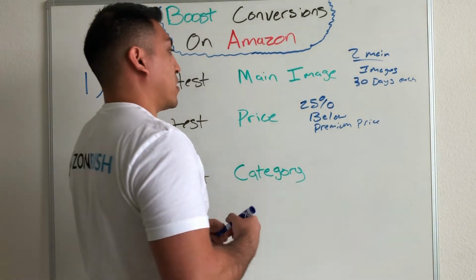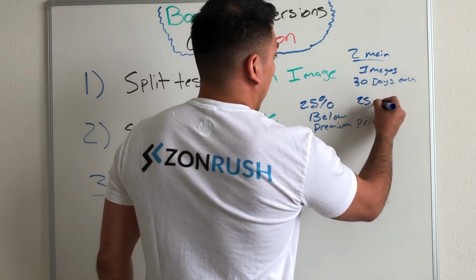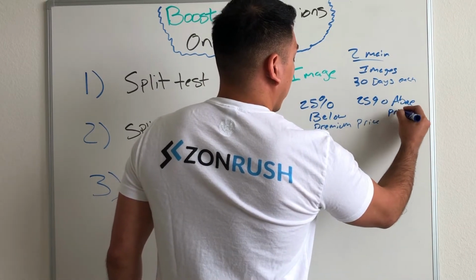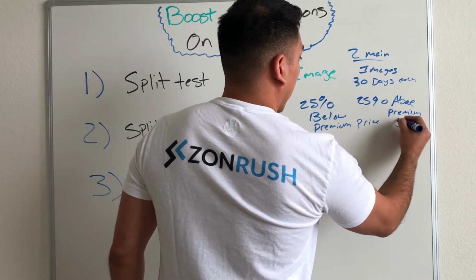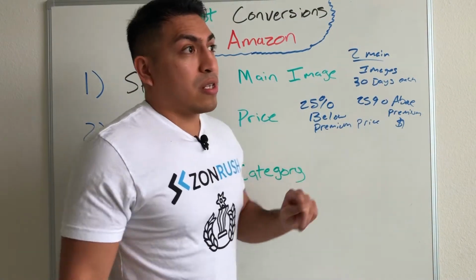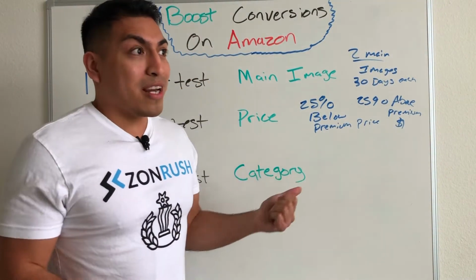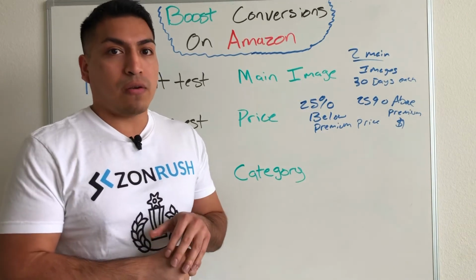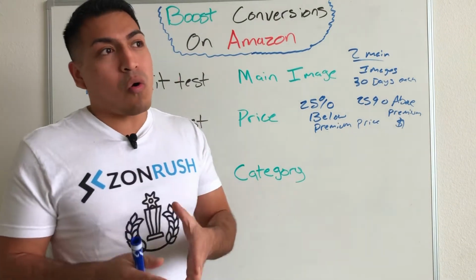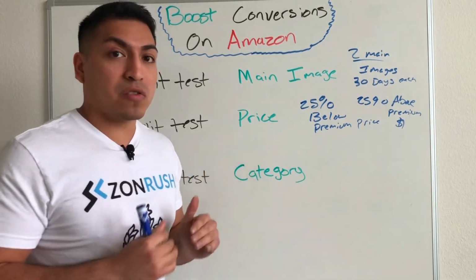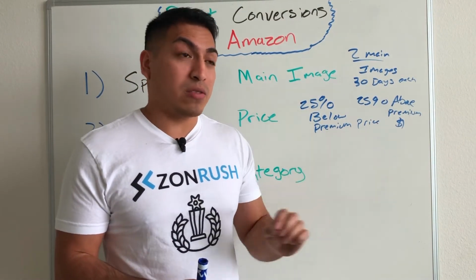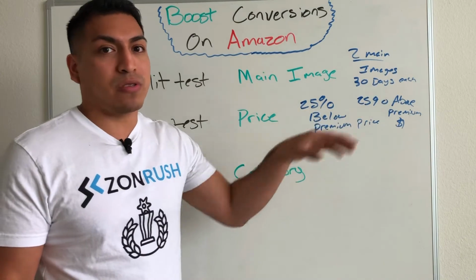And then you'll also want to split test 25% above your premium price, okay? And what this is really good at doing is, it can go 2 ways. One, it can add more perceived value than your competitors, so it can literally increase your conversion rate, or it can decrease your sales velocity potentially, but you're making more money per unit. Okay, so this is another thing you're going to want to pay attention to.